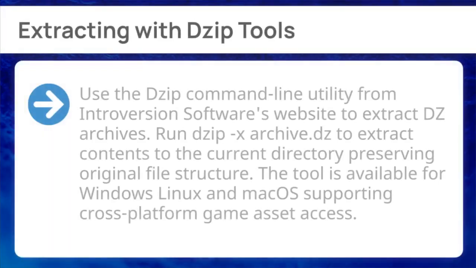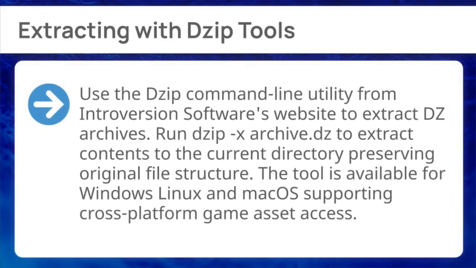First, extracting with Dzip tools. Use the Dzip command line utility from Introversion Software's website to extract DZ archives. Run dzip -x archive.dz to extract contents to the current directory, preserving original file structure. The tool is available for Windows, Linux, and Mac OS, supporting cross-platform game asset access.